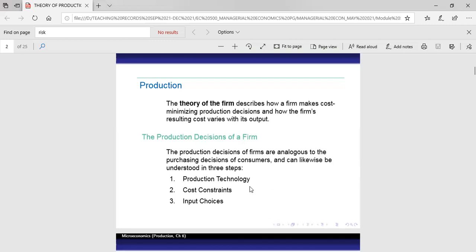So the theory of the farm can best be understood in terms of purchasing decisions of consumers, and it can also be perceived or understood in terms of the production technology, in terms of the cost constraints, and in terms of input choices.